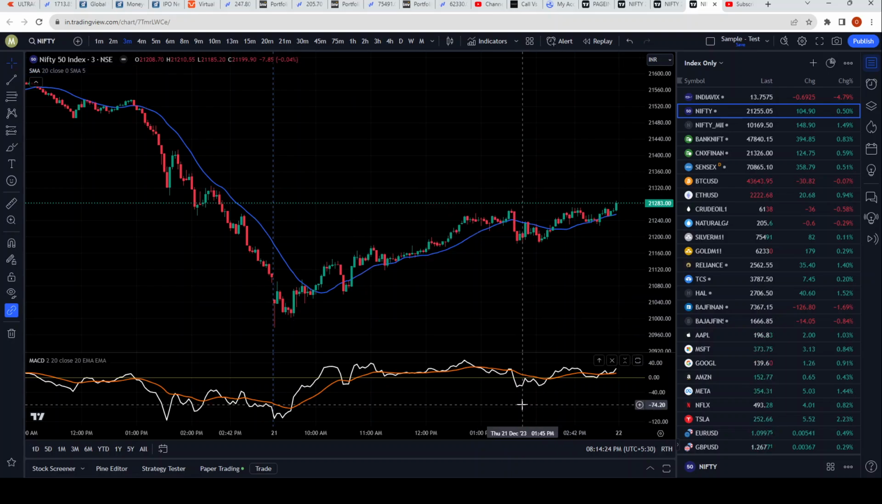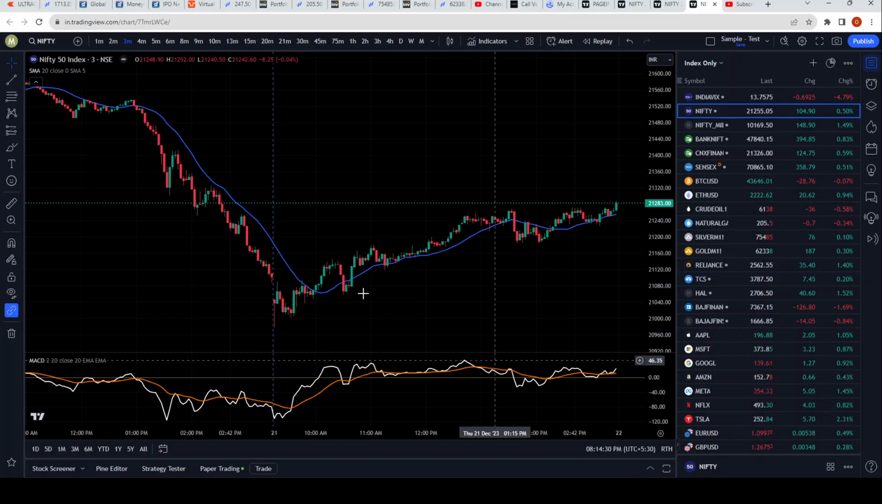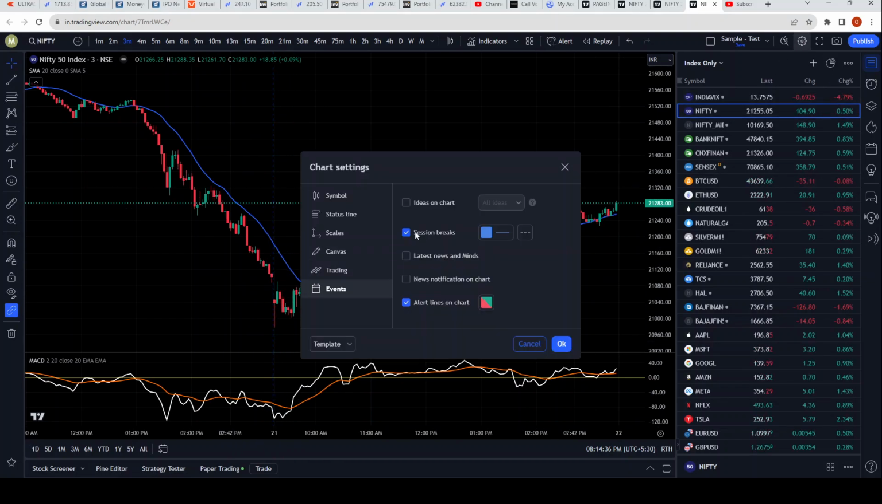Okay. So as you can see on my screen, I've used the simple moving average and I'm using the MACD. That's all. I'm on the 3 minute time frame, and the line you see over here is the session break line. You can select this setting, and if the session break is unselected, it will not show the different starting points of days. If you select it, it will show you when the day has started and when the day has ended. Okay.